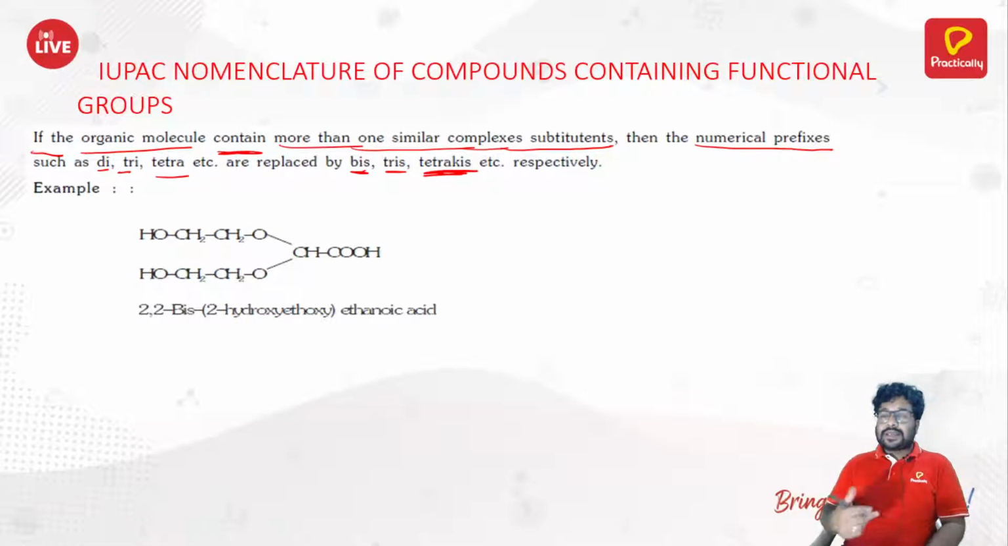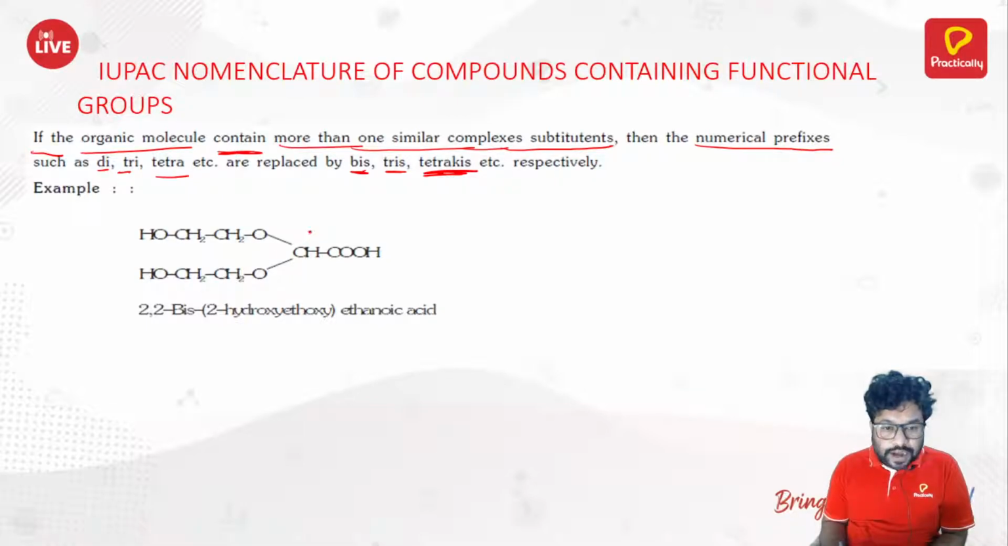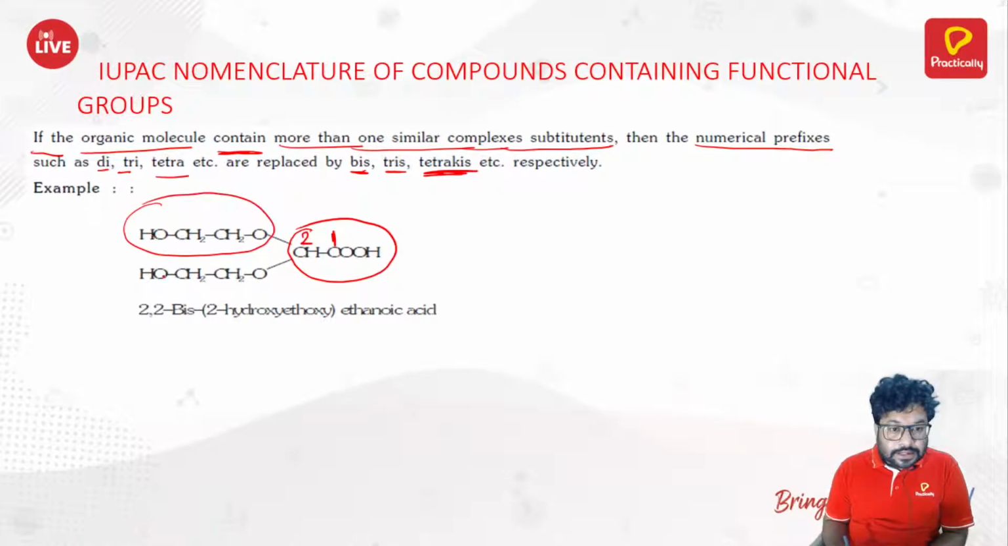Okay. See, this kind of nomenclature has also been used in inorganic chemistry. But that is not our point here. So let's see here. These are the two main carbon atoms. This is the functional group COOH, first carbon. This is second carbon. Now these are what? These are substituents.